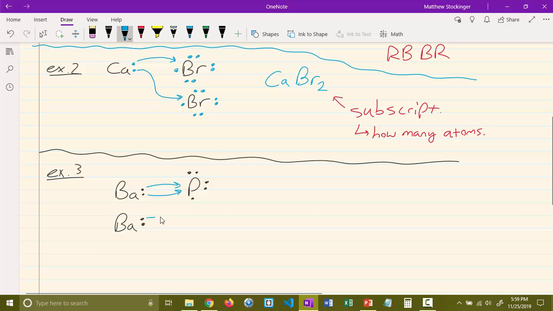So I can donate this electron to phosphorus. But that's not quite where I want to be either. You see, now my phosphorus atom is happy over here on the right. It's got 8 valence electrons. And this first barium atom is happy, but this second one isn't happy yet because it had 2 to donate. It hasn't donated them yet. So hopefully you guessed, we're going to go ahead and draw yet another phosphorus atom.